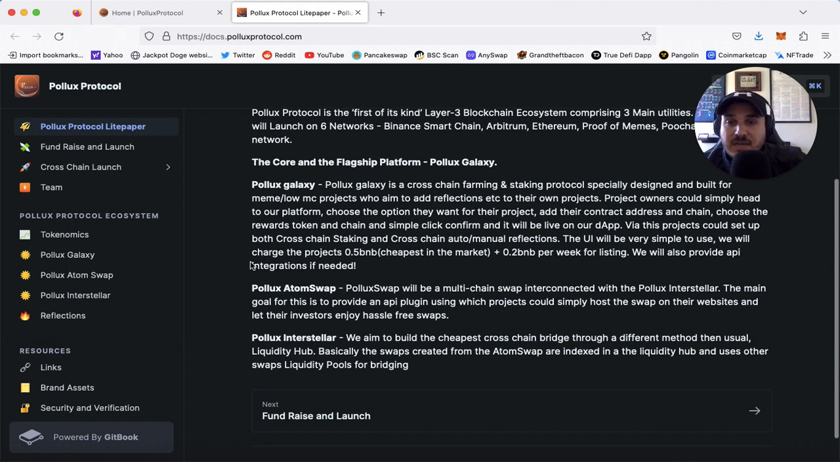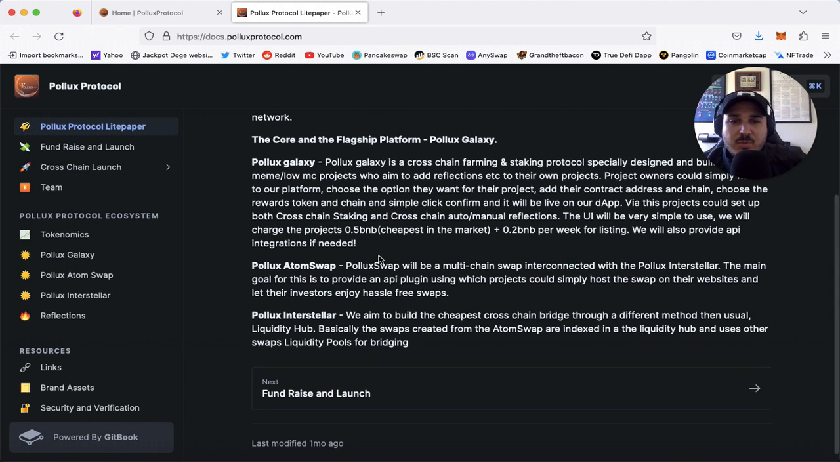So then we have the Pollux Atom Swap. Pollux Swap will be a multi-chain swap interconnected with the Pollux Interstellar. The main goal for this is to provide an API plugin using which project could simply host a swap on their website and let their investors enjoy hassle-free swaps. So again, kind of a way of having a swap without actually having to build your own swap or have the know-how or the money to be able to do that.